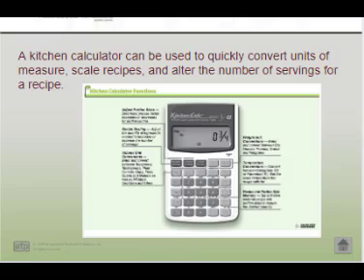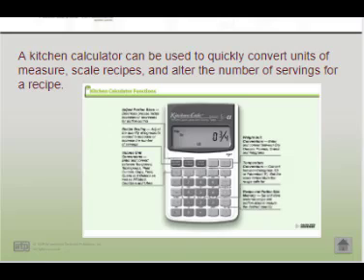A kitchen calculator can be used to quickly convert units of measure, scale recipes, and alter the number of servings for a recipe. It is important to be able to mentally estimate answers to all conversion and scaling calculations, even when a calculator is used. Otherwise, any error made by inputting an incorrect number or unit of measure, or by pushing an incorrect key on the calculator keypad, can result in one or more wrong answers.